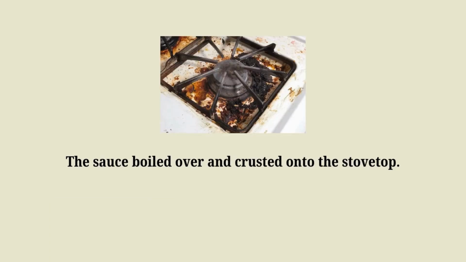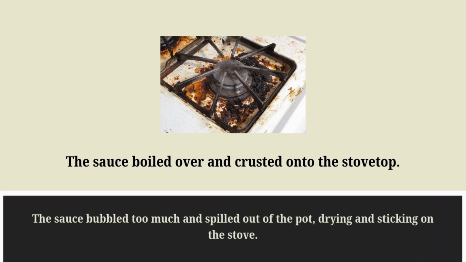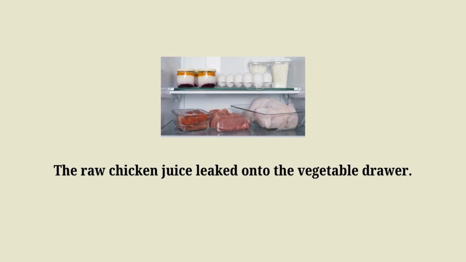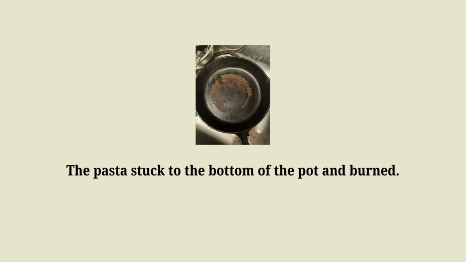The sauce boiled over and crusted onto the stovetop. In simple terms, the sauce bubbled too much and spilled out of the pot, drying and sticking on the stove. The kitchen towel caught fire near the burner. The raw chicken juice leaked onto the vegetable drawer. The pasta stuck to the bottom of the pot and burned.